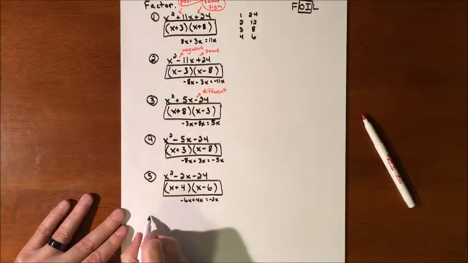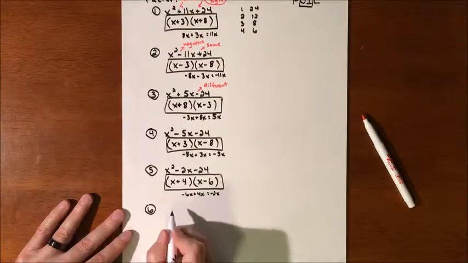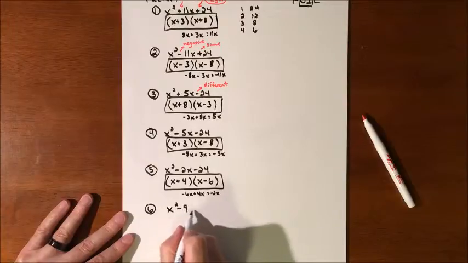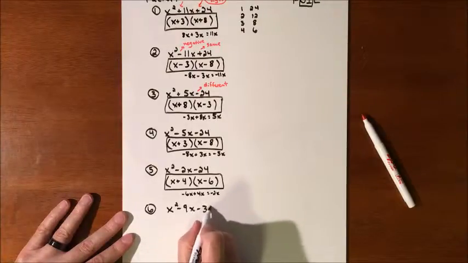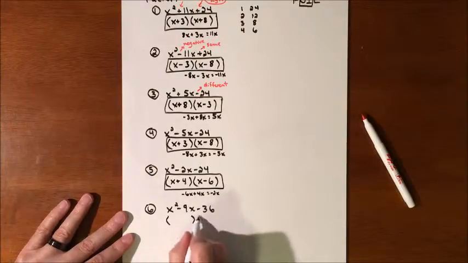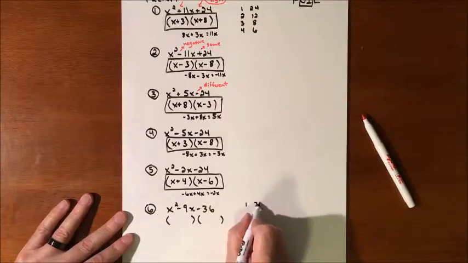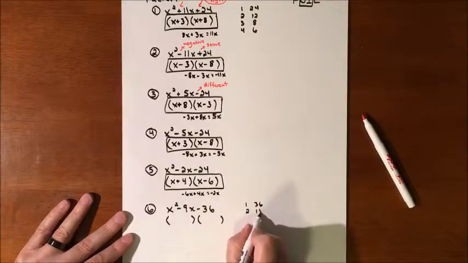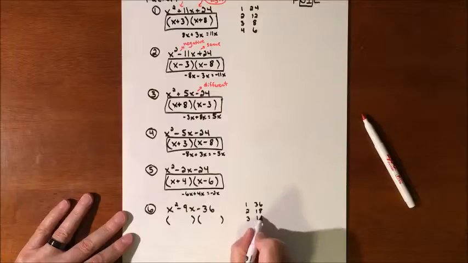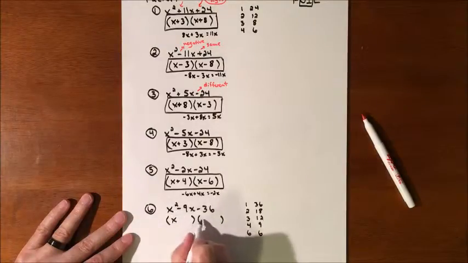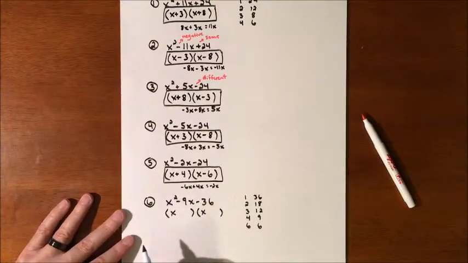All right. Number 6. We're going to take x squared minus 9x minus 36. So we got a different factor at the end here. So we need multiples, numbers that multiply to 36. So we got a 1 and a 36, 2 and 18, 3 and 12, 4 and 9, 6 and 6. So those are all the factors of 36.